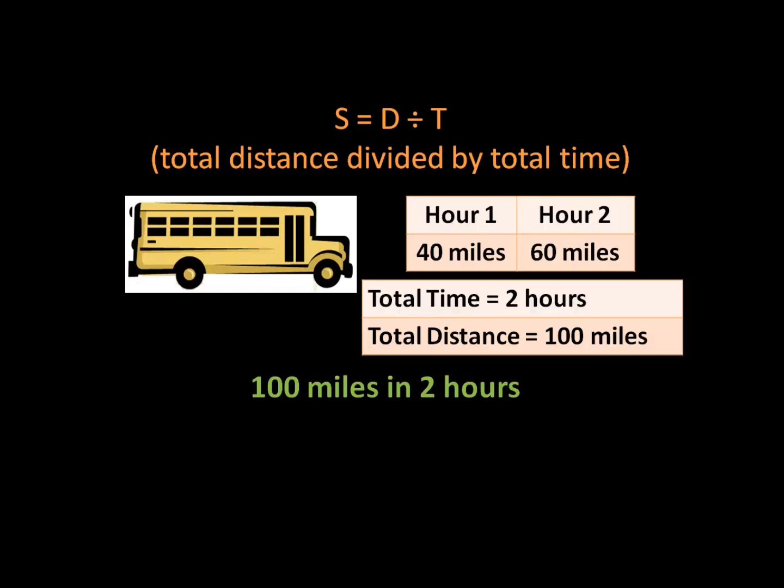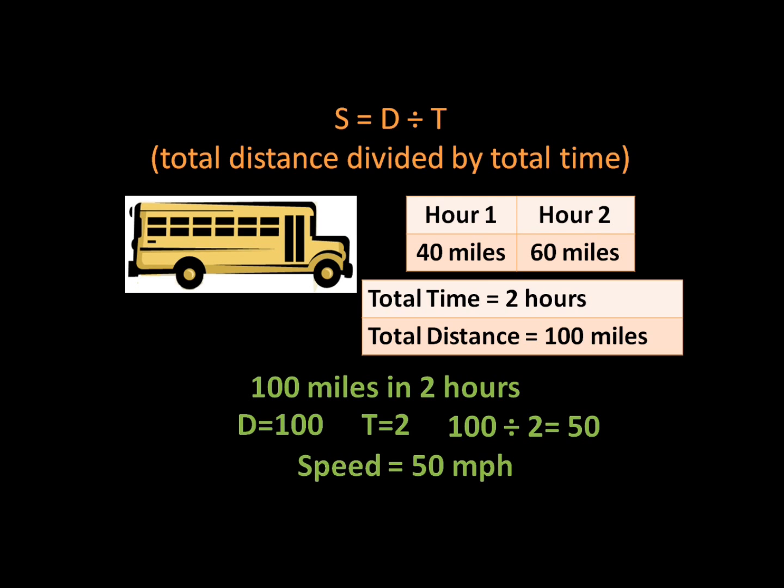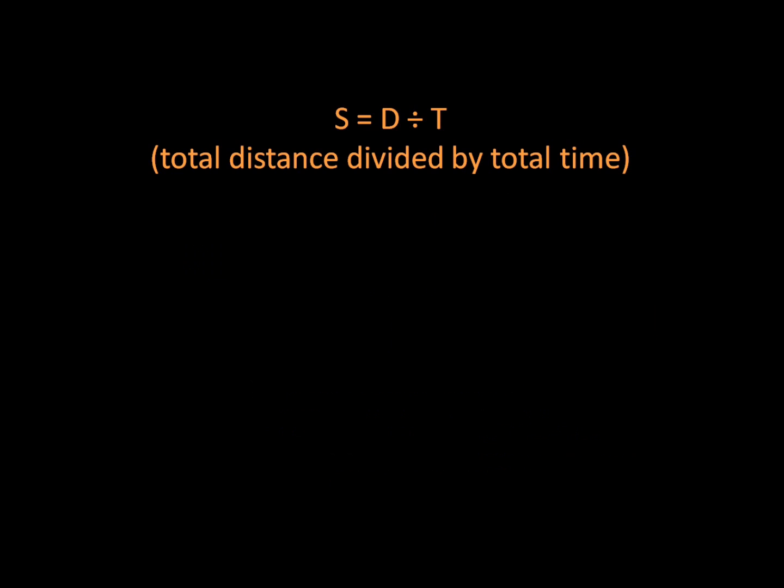So we have the distance, 100, divided by the time, 2 hours. 100 divided by 2 equals 50. Look at the units. The distance was measured in miles, and the time was measured in hours. So the average speed of the school bus was 50 miles per hour.